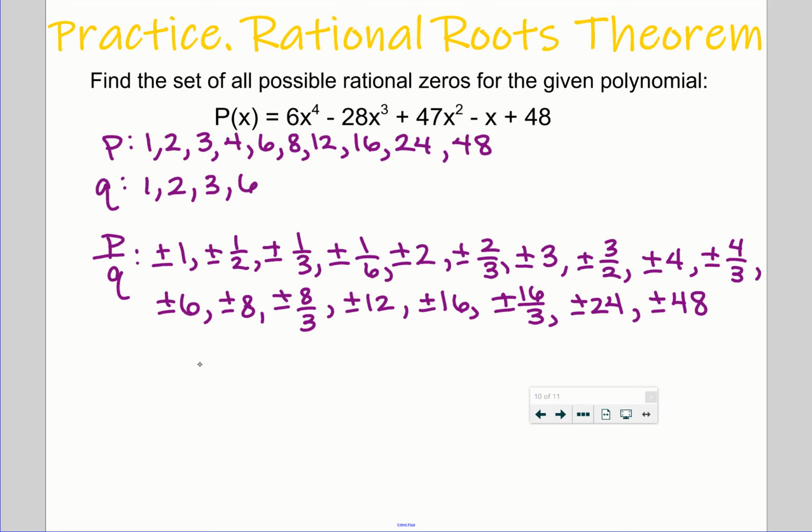So here is my list of possible rational zeros, and let's count them up here. 1, 2, 3, 4, 5, 6, 7, 8, 9, 10, 11, 12, 13, 14, 15, 16, 17, 18, including all the pluses or minuses. There are 36 possible rational zeros. So we'll be using synthetic division and rational zeros in part 2 of this lesson.